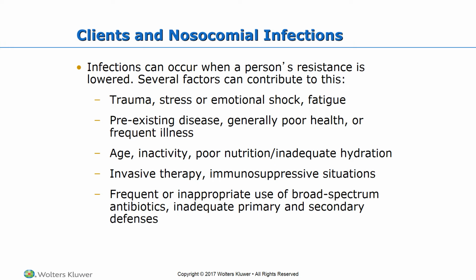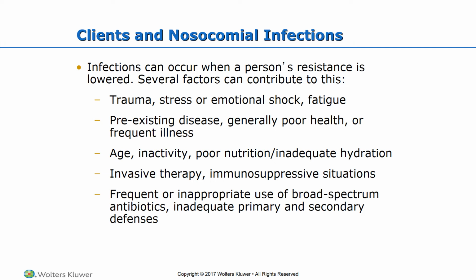So when we have a lowered resistance, right, trauma, so physical trauma, emotional trauma, severe stress, fatigue, these are all things that can overtax the immune system. Now, for stress, just last slide, we were talking about the overproduction of corticosteroids. Corticosteroids are released when the body is under continued stress. So, lowering resistance. Fatigue.